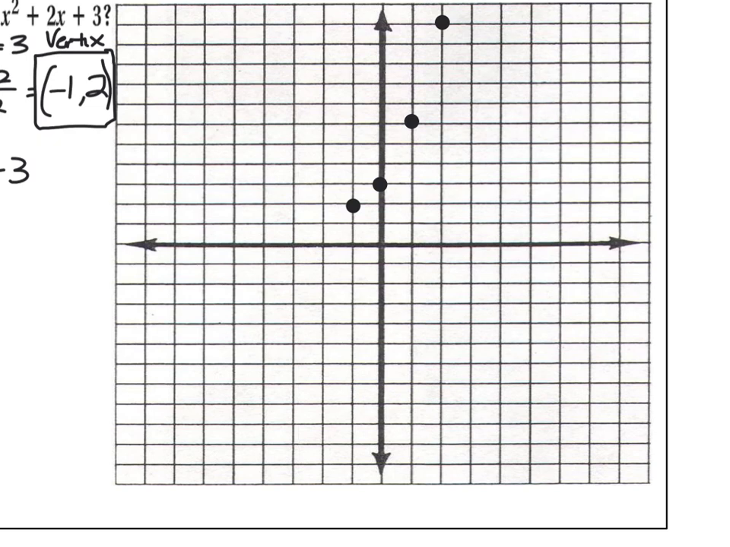And now you reflect those points. We're going to reflect those points to the other side. So I go left 1 up 1, left 1 up 3, and left 1 up 5, like so. And now you can draw your parabola. Try the best here to draw this curve.